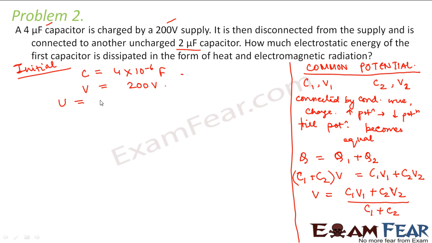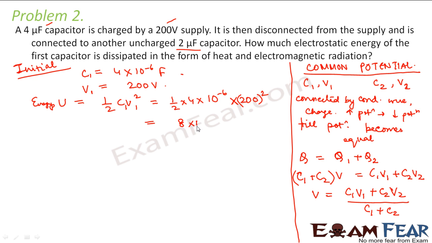Therefore, the energy stored, energy U, is equal to half CV square. Let us call this C1, this V1. So half C1 V1 square, that is half into C1 into V1 square.